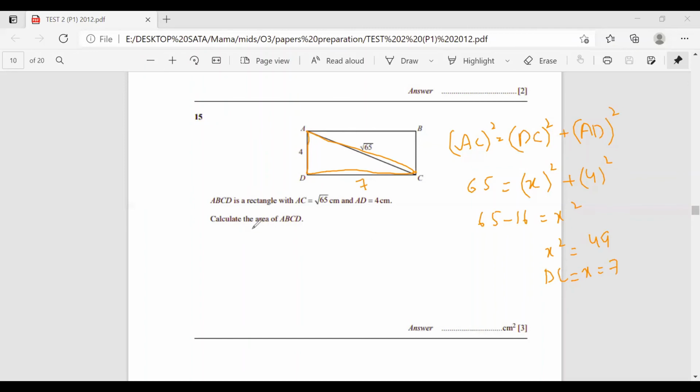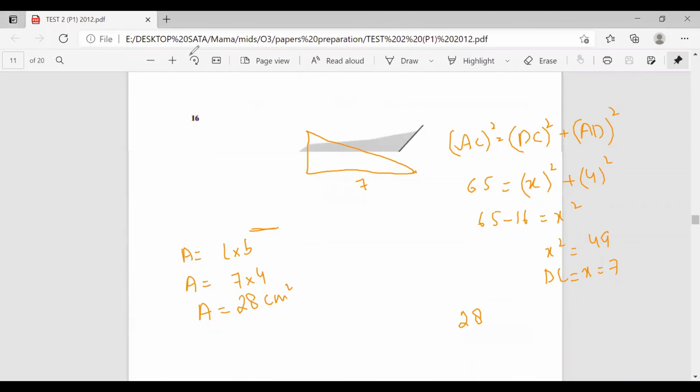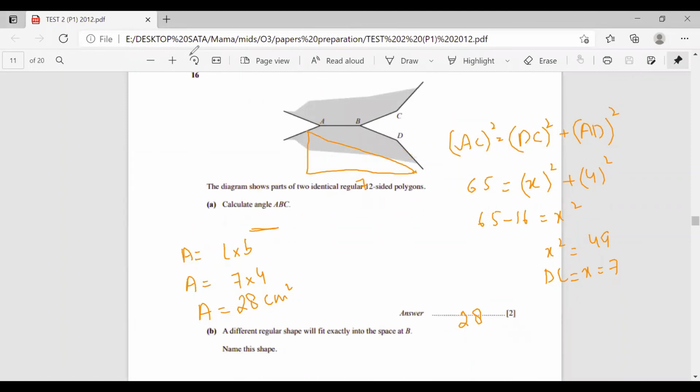So the formula for area of a rectangle is length into breadth. So the length is 7 into breadth 4, 7 times 4 will give me 28 centimeter square. So my answer is 28 square centimeters. Clear? Next question. Question number 16.